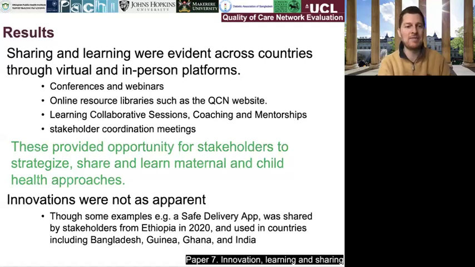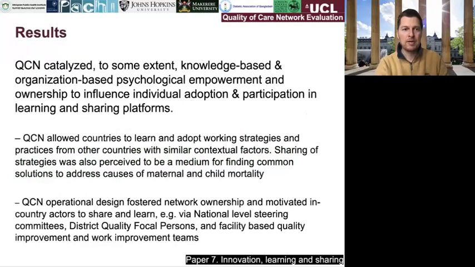But in comparison, innovations were not as apparent as the sharing and learning, although there were some good examples. For example, a safe delivery app was shared by stakeholders from Ethiopia in 2020 and used in other countries in the network, including Bangladesh, Guinea, Ghana, and India. And so there are a couple of examples like that in the paper. So the QCN catalyzed to some extent knowledge-based and organization-based psychological empowerment and ownership to influence individual adoption and participation in learning and sharing platforms.